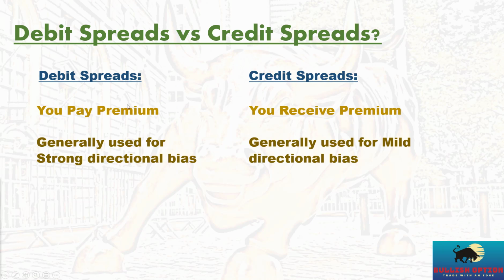Second thing is debit spread is generally used for a strong directional bias, meaning you prefer to do a debit spread trade when you think that stock will either go up or down. So if you think it will go up, you will buy call side, and if you think stock will go down, you can buy put side of a spread. Whereas credit verticals are generally used for mild directional bias, not strong directional bias.